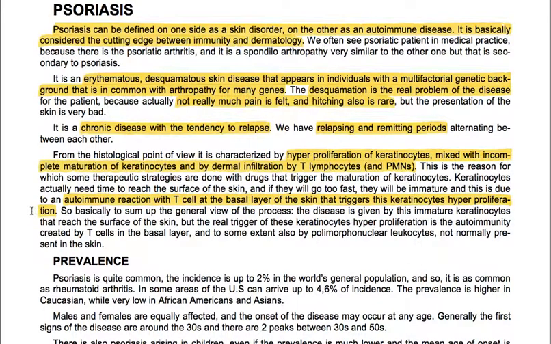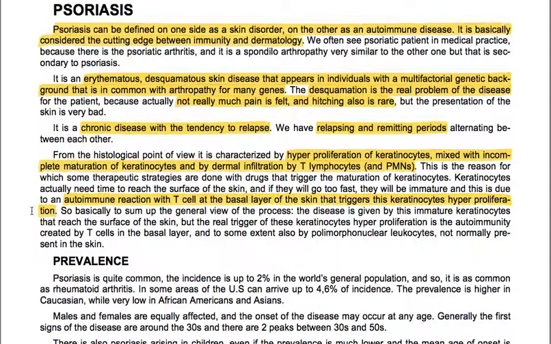So basically, to sum up the general view of the process, the disease is given by these immature keratinocytes that reach the surface of the skin, but the real trigger of this keratinocytes hyperproliferation is the autoimmunity created by T cells in the basal layer, and to some extent also by polymorphonuclear leukocytes, not normally present in the skin.